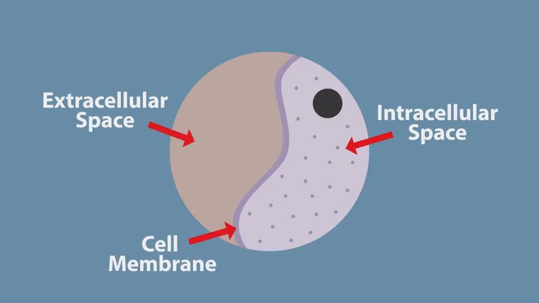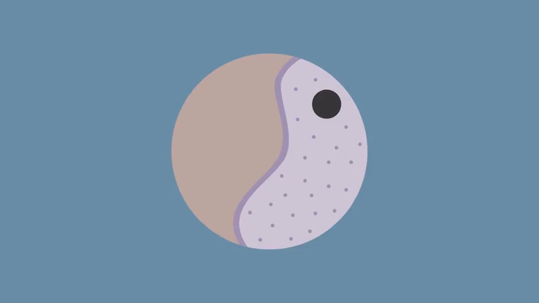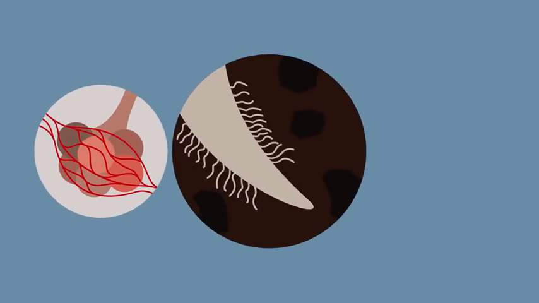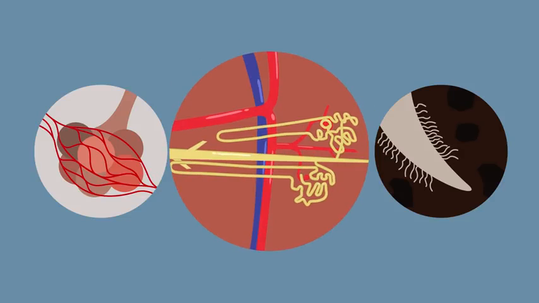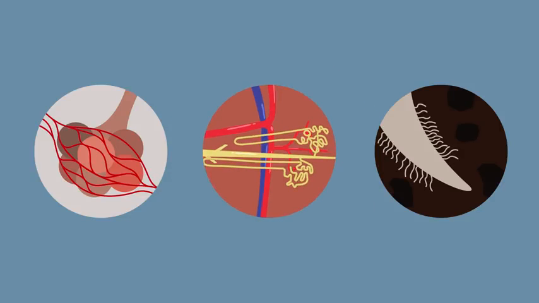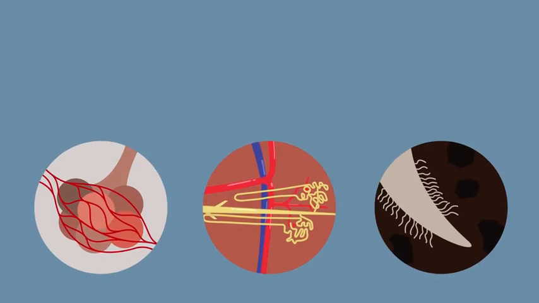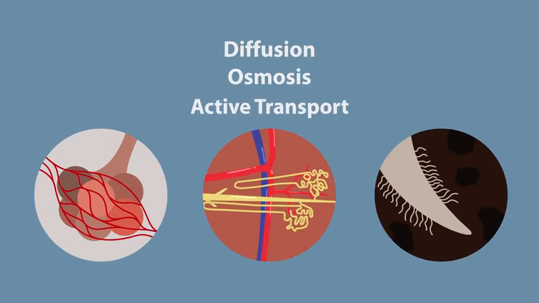To make this exchange as efficient as possible, some organisms have evolved specialized exchange surfaces, like the alveoli in the lungs, or root hairs in plants, or the nephrons in kidneys. Depending upon what is being exchanged and which direction along the concentration gradient things are traveling, will determine whether diffusion, osmosis, or active transport will be used.